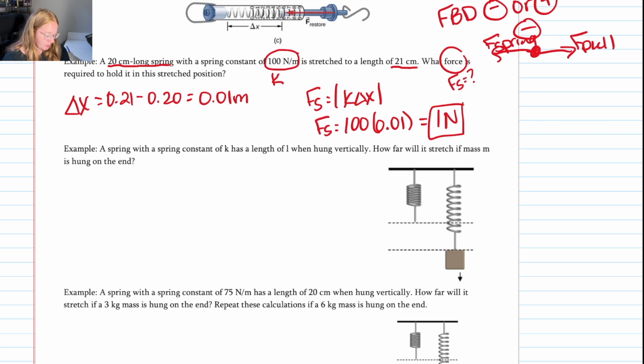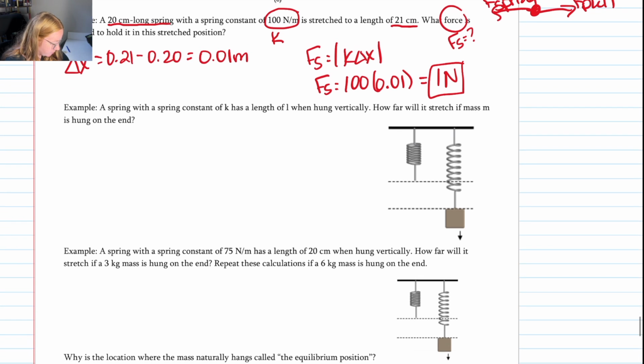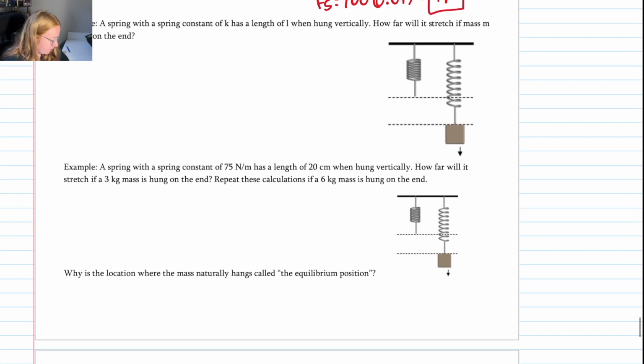Okay, so there's a simple example. This example was really to point out that you have to be careful about the way the distance is worded. For this problem, 20 centimeters was the starting position and we stretched it to 21. That made the delta x just 0.01 meters, or 1 centimeter. So be careful with that.